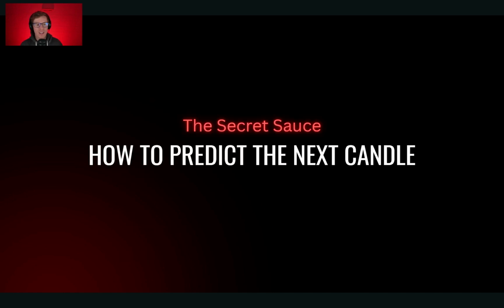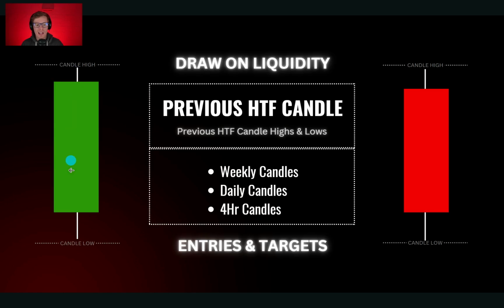So now that we understand continuation, reversals, and consolidations, I want to get into the secret sauce of this video: how to predict the next candle, which leads up to how to understand the bias of the market. So once we have our candle high and our candle low, whether that be a weekly candle, daily candle, or 4-hour candle, which is better to use, higher time frame candles, these become strong draws of liquidity as we have pools of liquidity resting on candle highs and candle lows on the higher time frames. These become excellent places to look for entries and excellent places to look for targets as well.